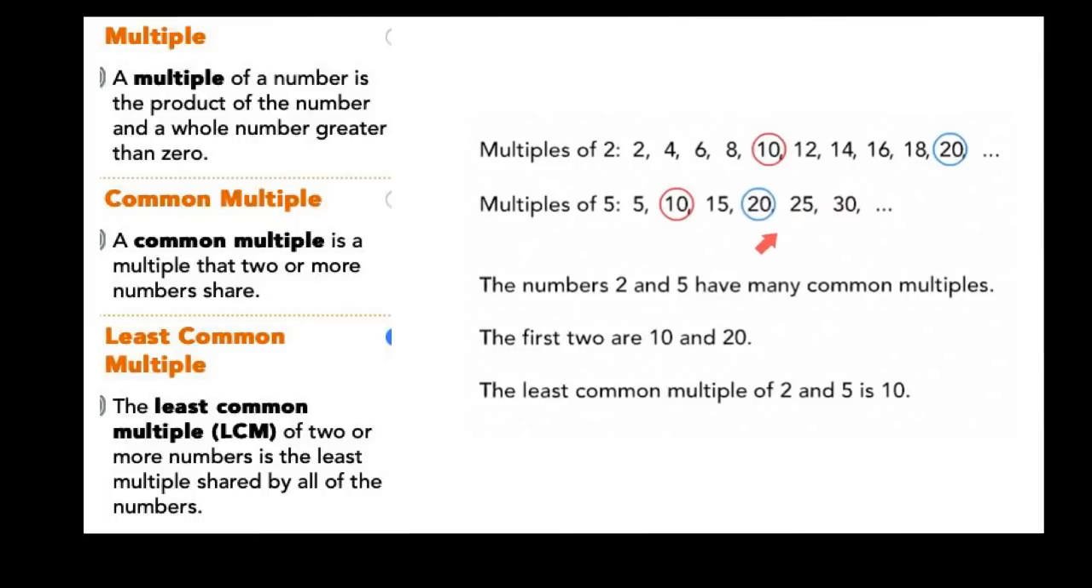20 is a common multiple because it's on both lists, but it's not the least. It's larger than the 10, therefore it can't be counted as the LCM. It can be counted as a common multiple, but not the least common multiple. Okay.